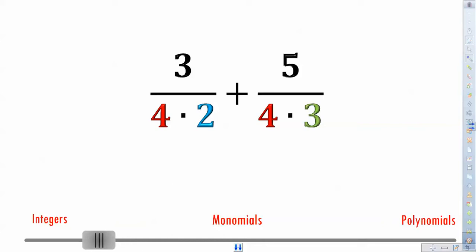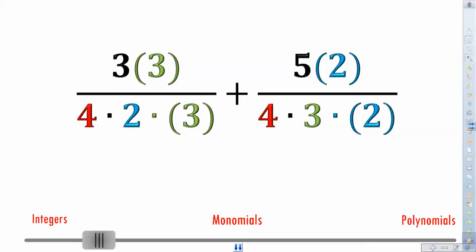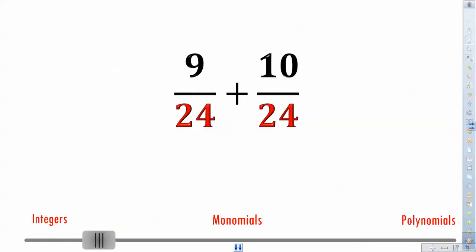But if the common denominator is 24, what we can do here is notice that we have a 4 here and a 2 here. We have a 4 here and a 3 here. So what that means is that this guy over here is jonesing for another 3, and this guy over here needs a 2. So if we give that other one a 3 and we give that other one a 2, what we do to the bottom, we got to do to the top. And now we get our common denominator 24.